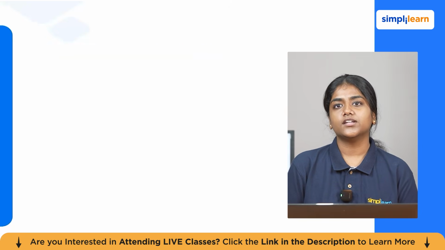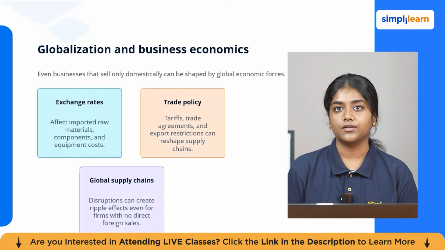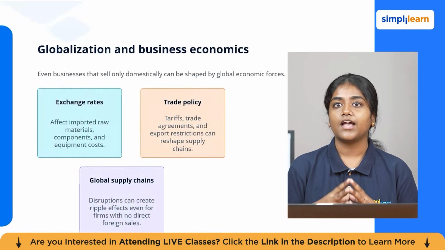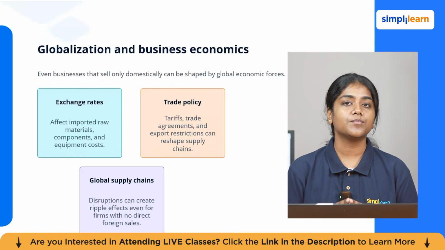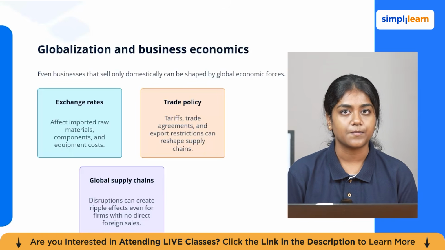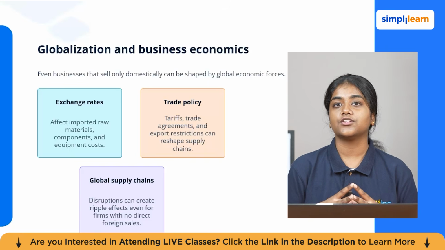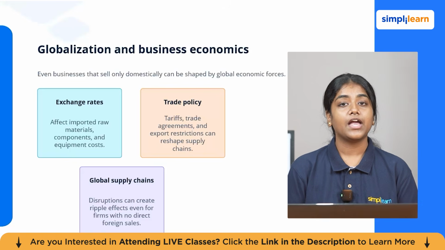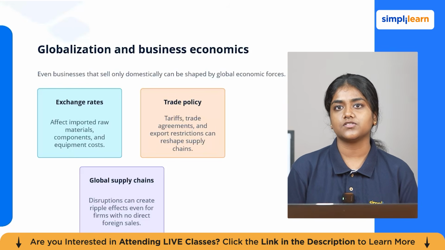So finally, it's worth acknowledging that modern businesses rarely operate in complete isolation from the rest of the world, even if they only sell domestically. Exchange rate movements affect the cost of imported raw materials and components, even for businesses that only sell within their own country. International trade policy, tariffs, trade agreements, and export restrictions can reshape supply chains and cost structures with relatively little advance warning. And global supply chain dynamics, as many businesses learned very directly in recent years, can create ripple effects that reach even businesses with no direct international operations of their own.